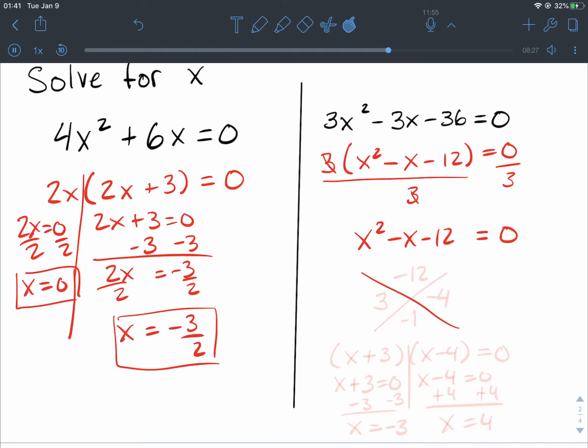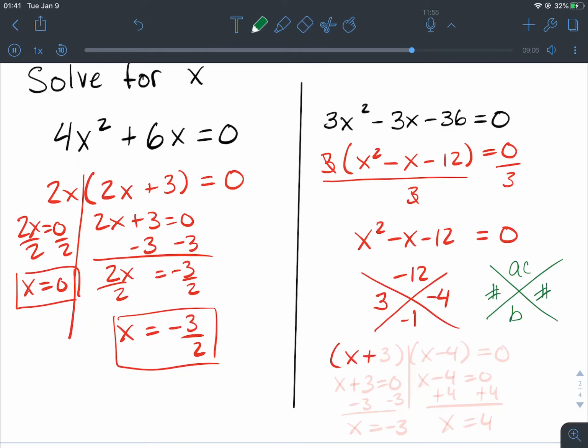So as we set up our x, remember, a times c goes on top, 1 times negative 12, and b goes on the bottom, which is negative 1. So let's start off with 1. 1 times 12 is 12, but 12 minus 1 is 11. That doesn't work. 2 times 6 is 12, but 6 minus 2 is 4. That doesn't work. 3 times 4 is 12, and 4 minus 3 is 1. So it looks like 3 and 4 are our numbers. And since it's negative 1 on the bottom, the larger number has to be negative, and it works out.